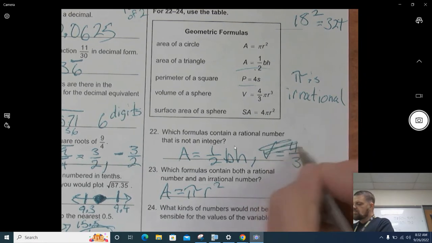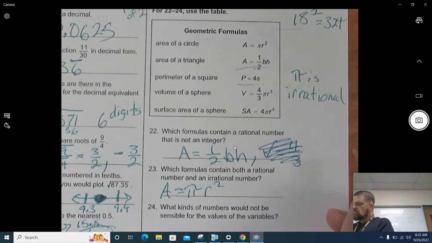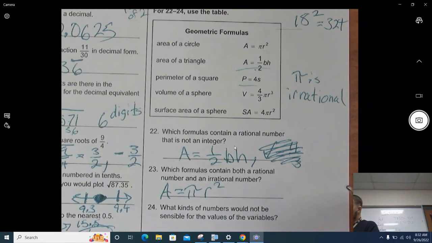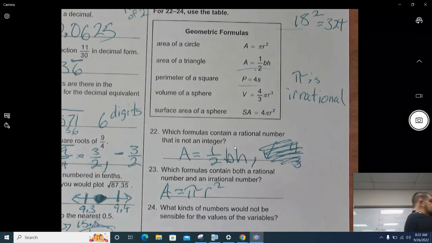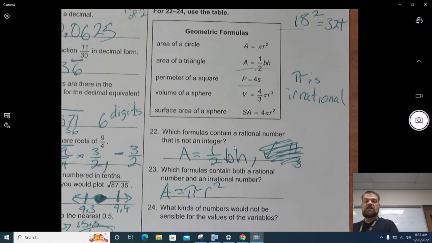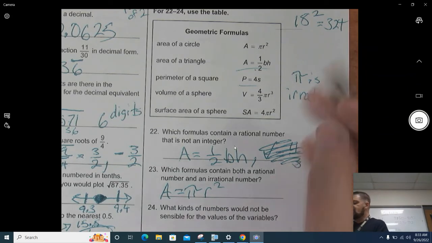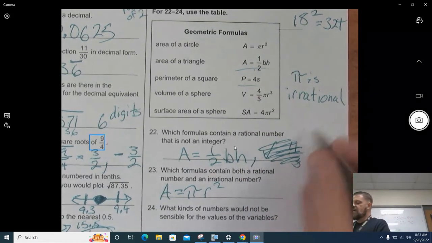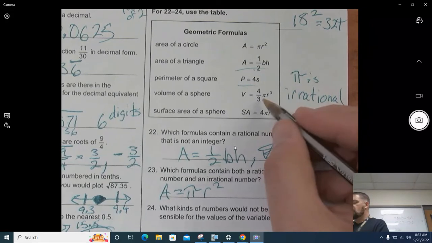No, that's not right. What is that, the answer key? It's the perimeter. No, that was right. Yeah, I'm looking at the answer key. That's the problem I'm running into. Which formula contains a rational number that is not an integer? Well, what they're saying is this contains 4/3. I guess technically they're not. Maybe I'm reading the question wrong.